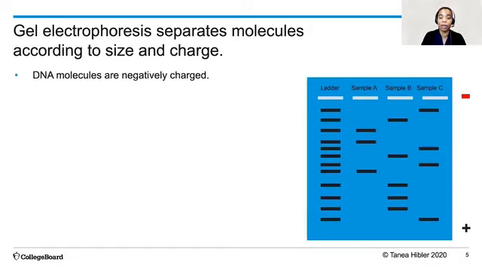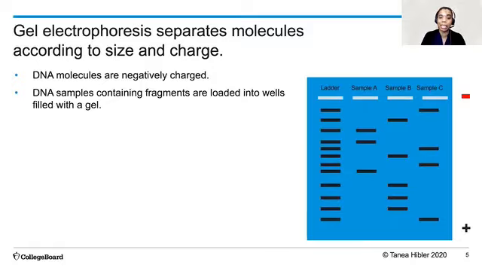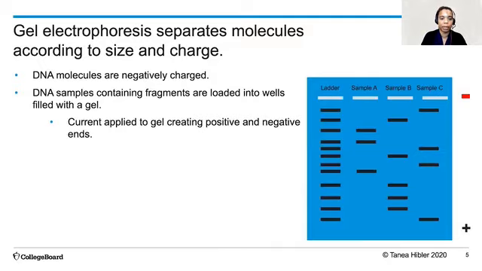DNA molecules are negatively charged molecules. DNA samples containing fragments can be loaded into wells filled with a gel. You can have a current applied to the gel, creating positive and negative ends, and the DNA is going to move towards the positive end of the gel.